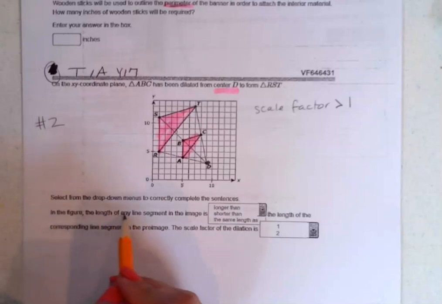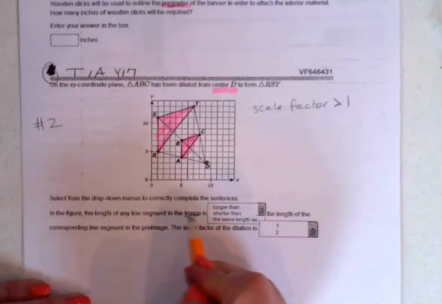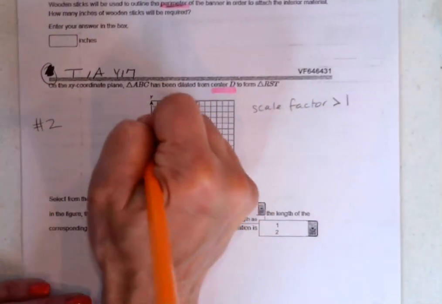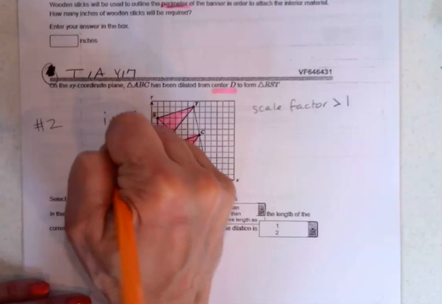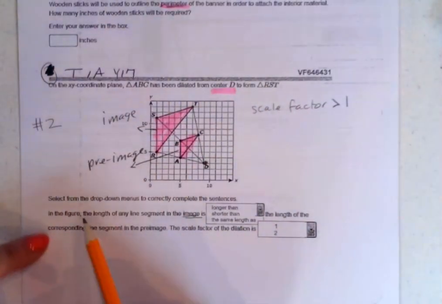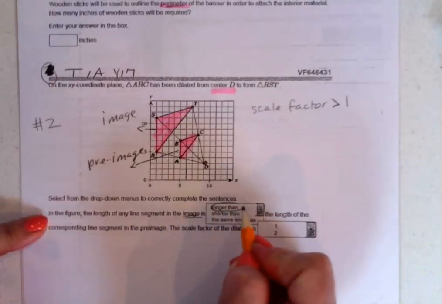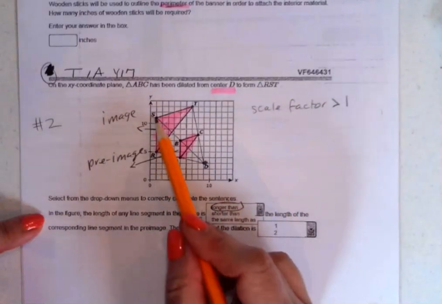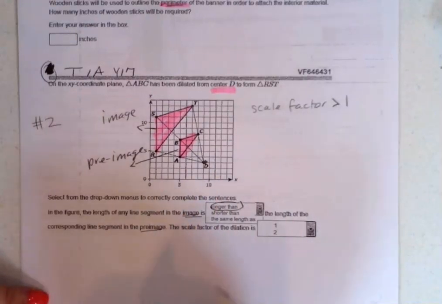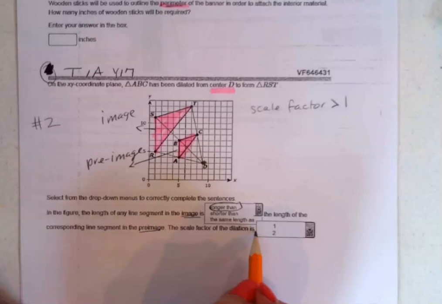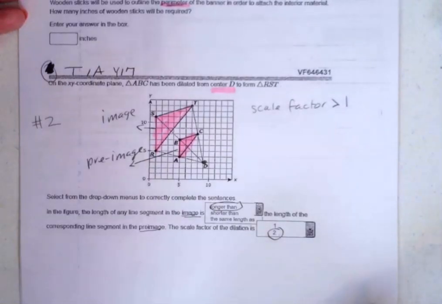It says in the figure the length of any line segment in the image. Okay, so we need to know the vocabulary. The image is the after, and the pre-image is before. So it says in the figure, the length of any line segment in the image is clearly longer than the length of the corresponding segment in the pre-image. And the scale factor of dilation, if your only options are 1 and 2, obviously the scale factor has to be 2.